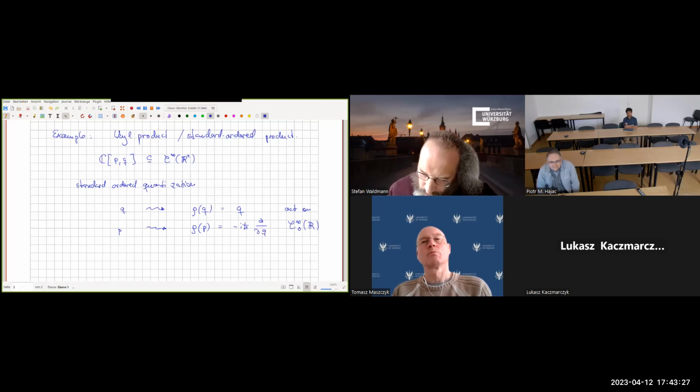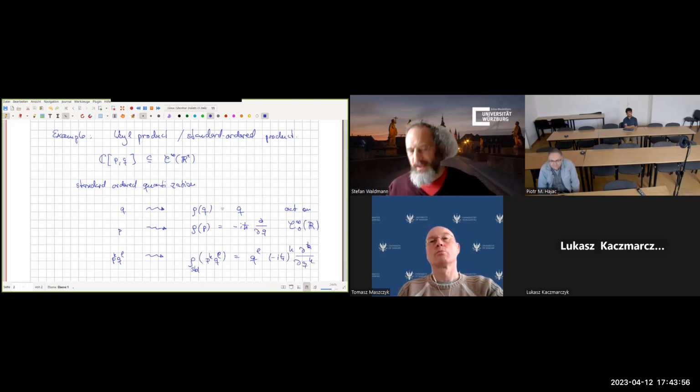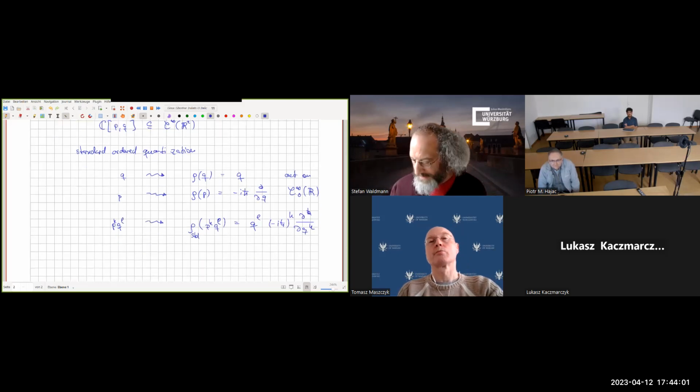You also want higher polynomials, so you now have to choose an ordering. Standard ordering means that if you have P to the K, Q to the L, the standard ordering of this would be that you first differentiate and then you multiply. So first K differentiations, and then you multiply. So all P's to the right, Q's to the left. That's the standard ordering here.